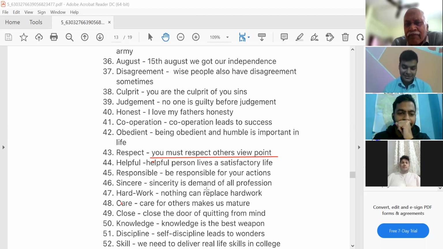Next. Nothing can replace hard work. Yes, good. Move ahead. Care for others makes us mature. Okay, granted. Close the door of quitting from mind. What does it mean, close the door of quitting mind? I said, what is written ahead, sir. No, this is your reason for it. You do not want to use your brain on anything. Close the door of quitting your mind.